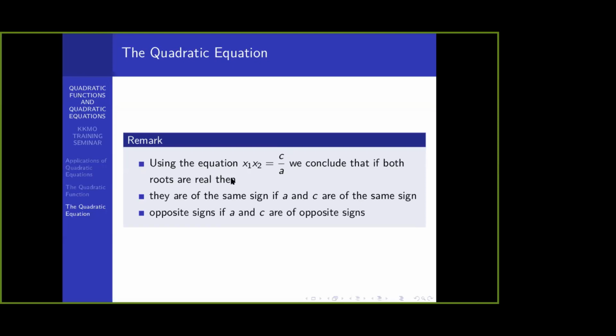If the roots are of opposite signs, then a and c are of opposite signs. If the roots are of opposite signs, when you multiply them you get a negative number. And for c over a to be negative, it means they also must be of opposite signs, so that their quotient c over a will also be negative. So this can help you make some conclusions about the roots once you know the signs of a and c.